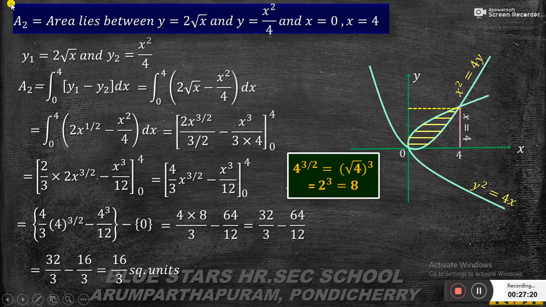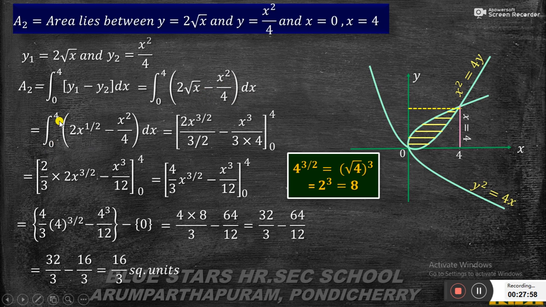Next we calculate the A2. A2 means the area that lies between y equal to 2 root x and y equal to x square by 4. That means x square equal to 4y, so y equal to x square by 4. The limit is x equal to 0, x equal to 4. Therefore y1 equal to 2 root x, and y2 equal to x square by 4. So A2 equal to integral 0 to 4 of y1 minus y2, that means 2 root x minus x square by 4 into dx.